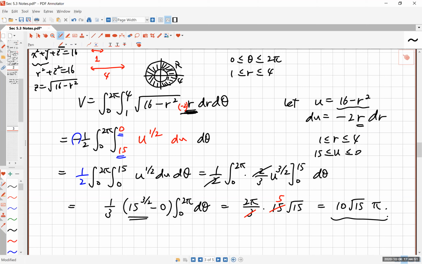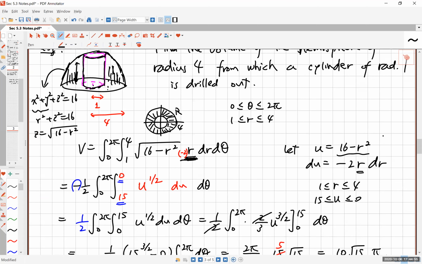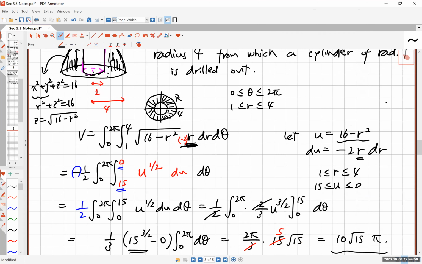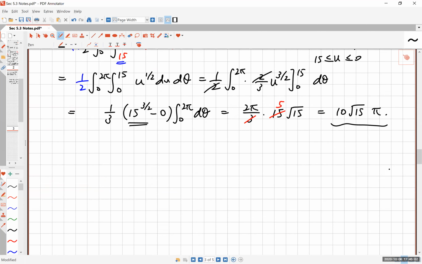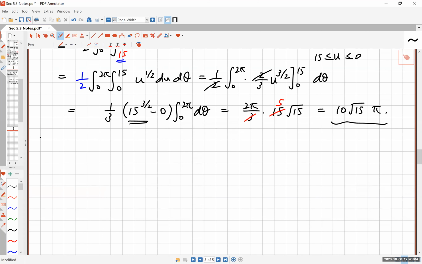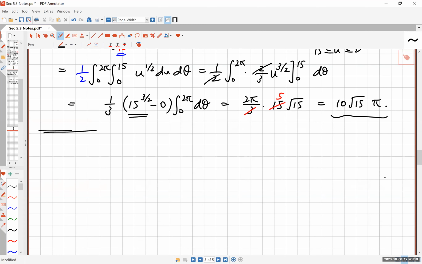And that indeed is the volume of this hollowed, drilled out hemisphere. Okay, so that's a pretty cool problem, right? And again, this is optional. You can quit and start doing your homework now, but I will do one more problem, which is very similar to one of your questions on your homework, right?